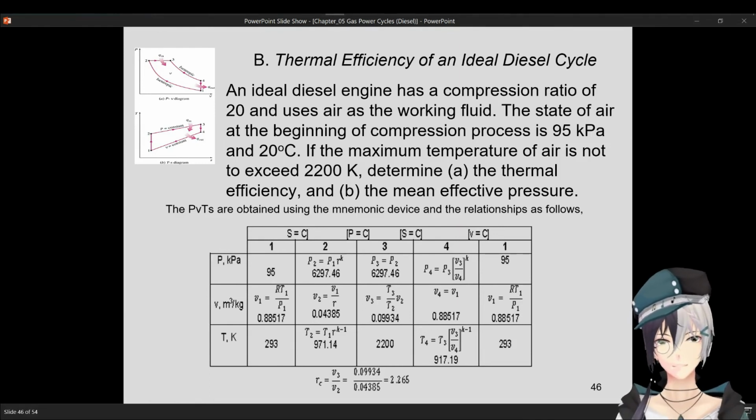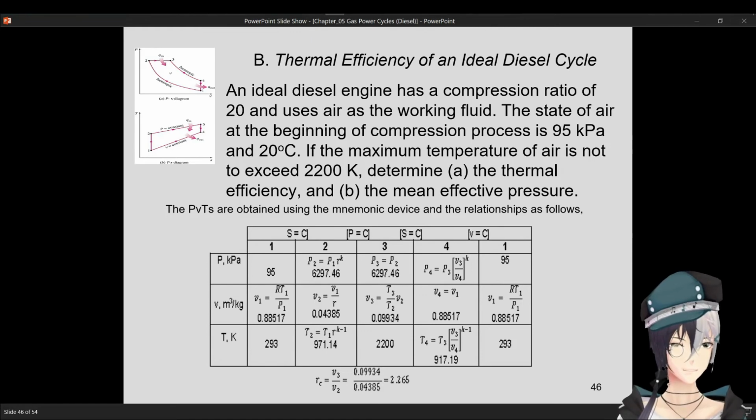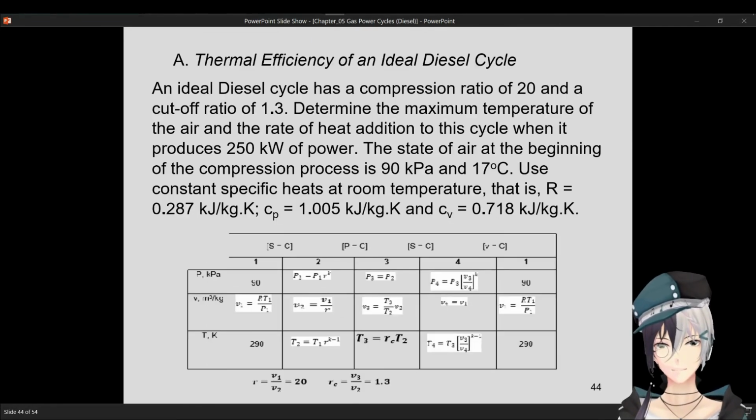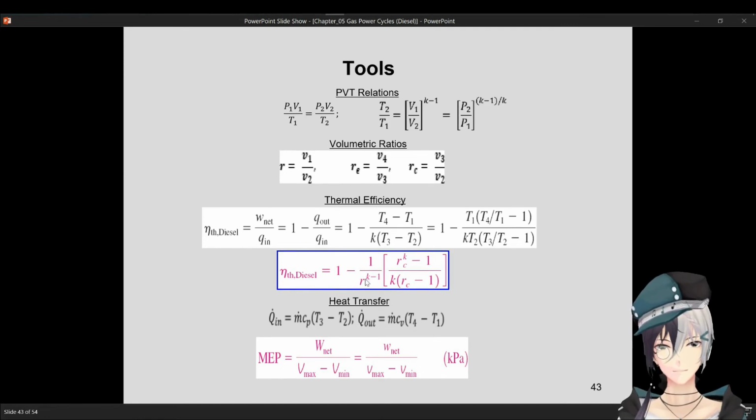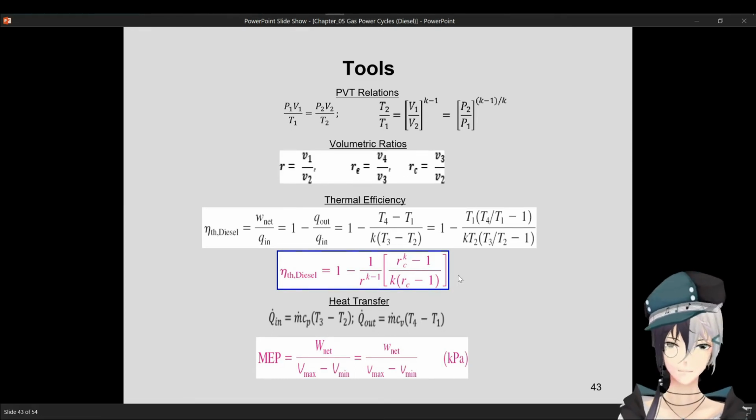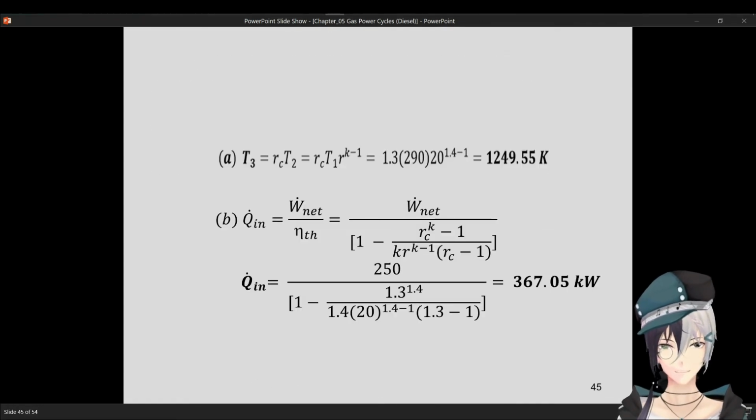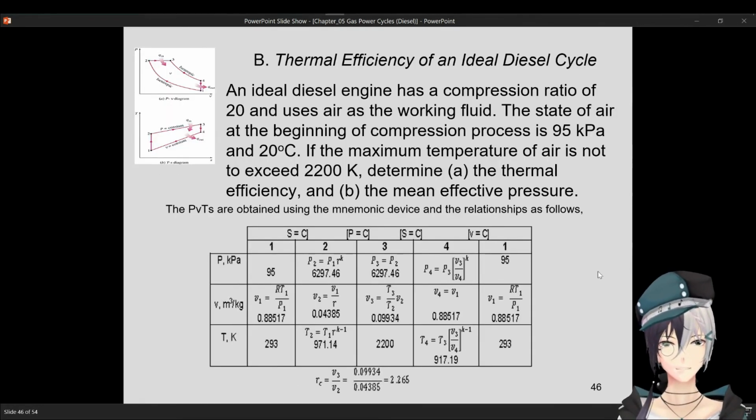And with this, I would like to leave this as a sample problem for you. So how to solve this one? So it's already here in the table, the values that you'll be needing. Okay. So what is the thermal efficiency? So again, thermal efficiency is expressed like this. Please take note of this one. And then what else? Mean effective pressure.